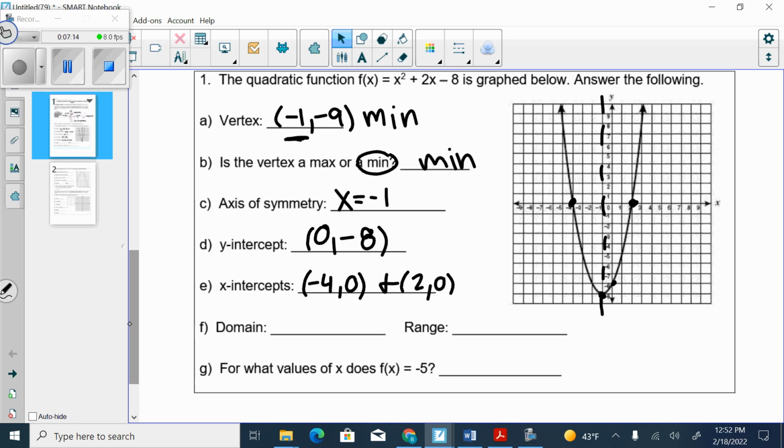Okay, then they ask about the domain and the range. So is domain my x or y values? X. Okay, so x goes left and right. Is this parabola ever going to stop going to the left? Is it ever going to stop going to the right? So what do we say when it goes both ways forever? Very good.